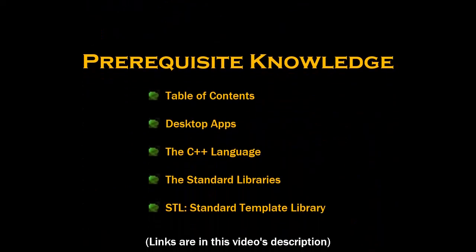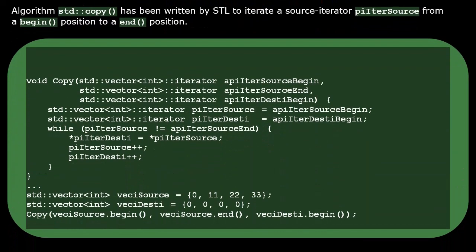Before proceeding, make sure that you have already watched these other videos first. This copy function uses a local iterator variable called PIIterSource, iterating from a begin position to an end position, causing the copying of a source vector's items into a destination vector. C++ has a built-in copy algorithm which has been implemented similar to this code, except the built-in implementation uses templates so that it can generically copy from any kind of collection to any kind of collection.